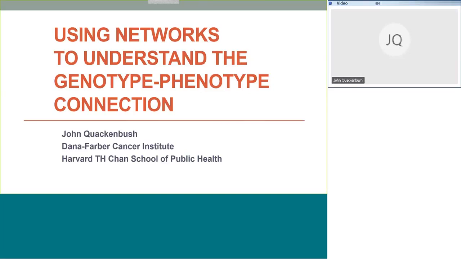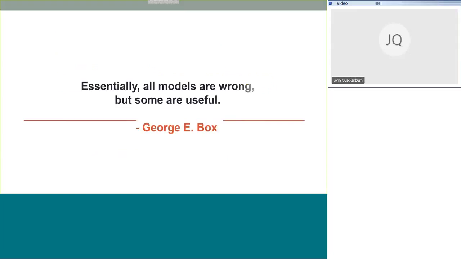And I'm going to tell a story about building models. And in that story, I'm going to challenge you to think differently than the way a lot of people think about models, and in particular about networks and cells. So I like to use quotes in my talk, and I'm going to open with a quote from George Box, which a lot of you have seen. Essentially, all models are wrong, but some models are useful.